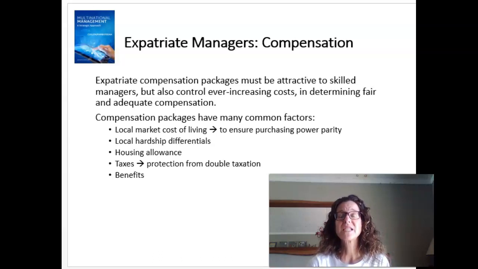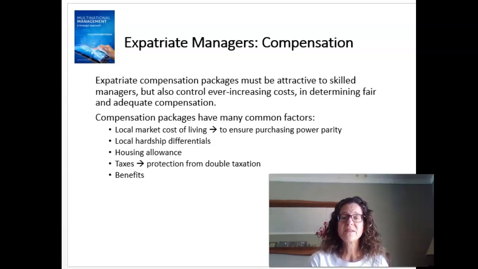Many countries will have significantly different costs associated with living. Cost of living is calculated based on a basket of goods. You might have heard of the Big Mac Index. The Big Mac Index is used to calculate cost of living differentials across countries. The objective of a cost of living allowance is to make sure that the expatriate enjoys purchasing power parity, meaning that the expatriate can afford to purchase the same goods and services as he or she was able to at home, and not suffer a decline in their standard of living.